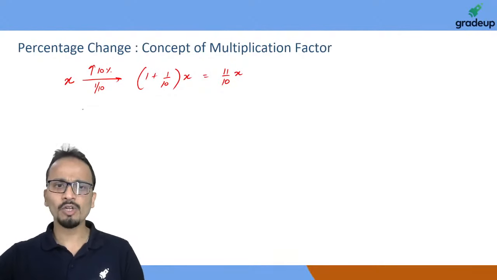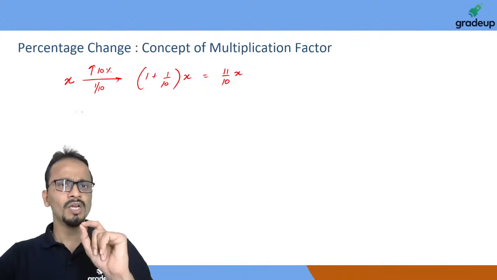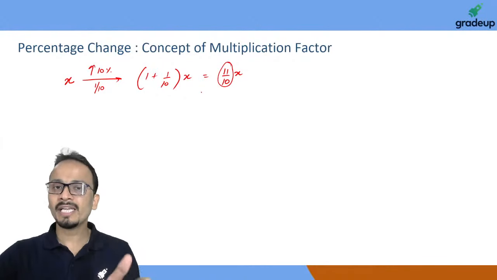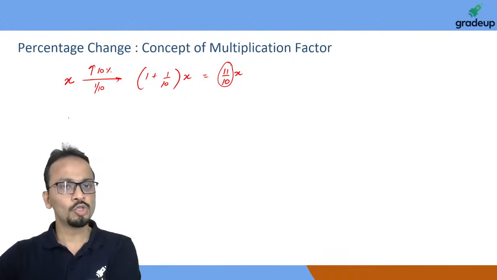Let's have a look at the way in which we'll write these fractions in terms of decimals. Let's say I want to increase anything by 13%.